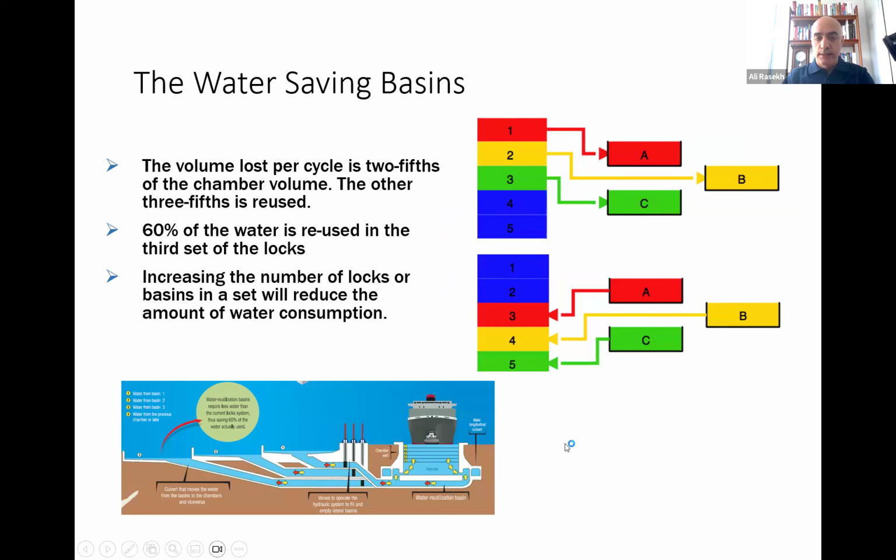Now here, the water saving basin, how those 3x3 water saving basins help with reduction of waste of water, and how the water goes from, basically how the lock system is filled by the water that is saved in those basins. And then it's reused, and only 40% of it is wasted.